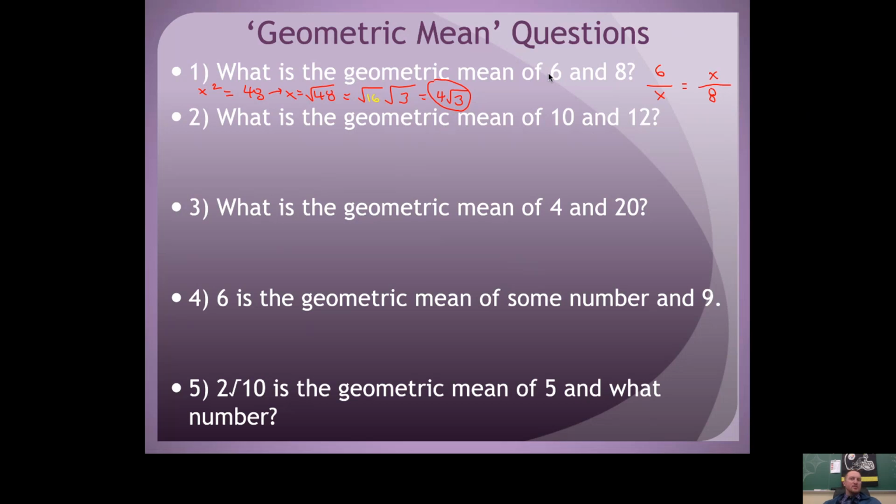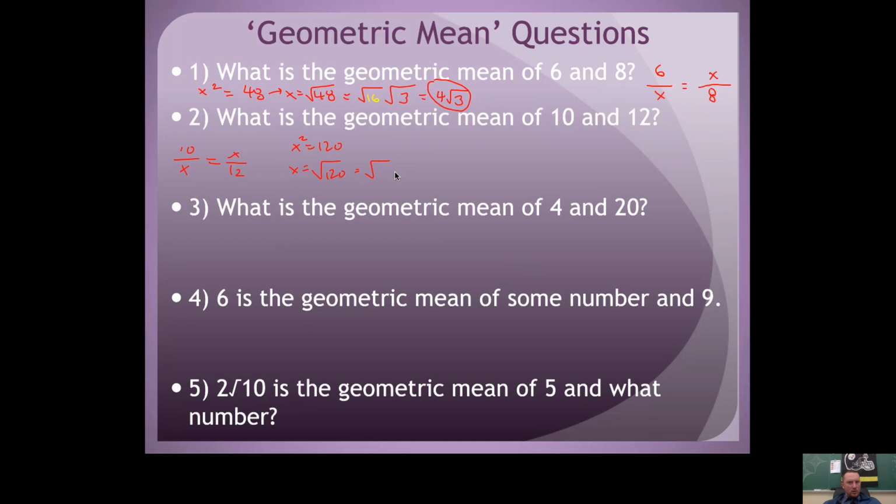What is the geometric mean of 6 and 8? It's 4 times the square root of 3. That's your answer. What's the geometric mean of 10 and 12? Cross multiply. X squared is 120. So that means that x is the square root of 120.